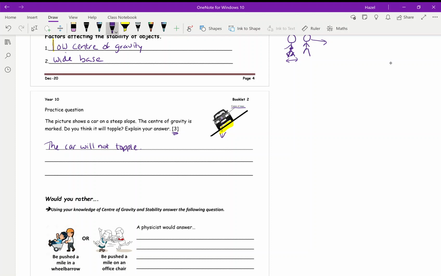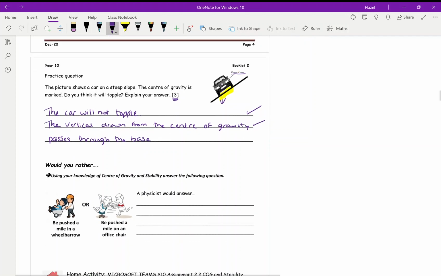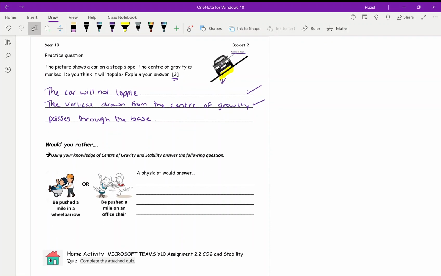Then, so I've answered the question, I will explain my answer with two distinct points. So I will say that the vertical line drawn from the centre of gravity, so basically I have shown a connection to weight and centre of gravity, so that's one mark for that, one mark for that, and then the third mark is for saying that it passes through the base. That type of question comes up a lot, and you may see it in a quiz for your assignment.